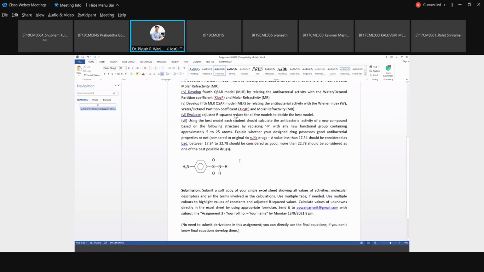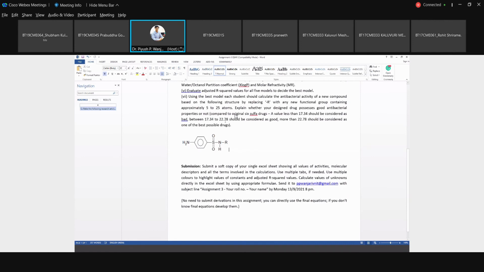So this is what you have to do. You have to find out for your own compound whether it is good. Even if it is bad, there is no mark reduction or anything. But I think you should aim at how, technically, you will approach whether a particular compound can have good antibacterial activity or not.